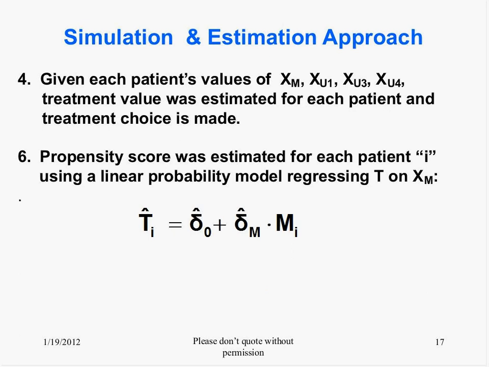Okay, so then what we did, as I stated earlier, is that given each patient's values of XM, XU, X3, and X4, treatment value was estimated for each patient, and treatment choice was made given the criteria I described before. And then a propensity score was estimated for each patient I using a linear probability model by simply regressing the treatment choice that we observed on XM. And we've been using a linear model all the way. I just want to emphasize, this is a linear model where T-hat here represents our propensity. We've done this with logistic regression, and that doesn't change the results I'm about to demonstrate to you in any respects, except this is the simplest model that sticks with our simulation approach.